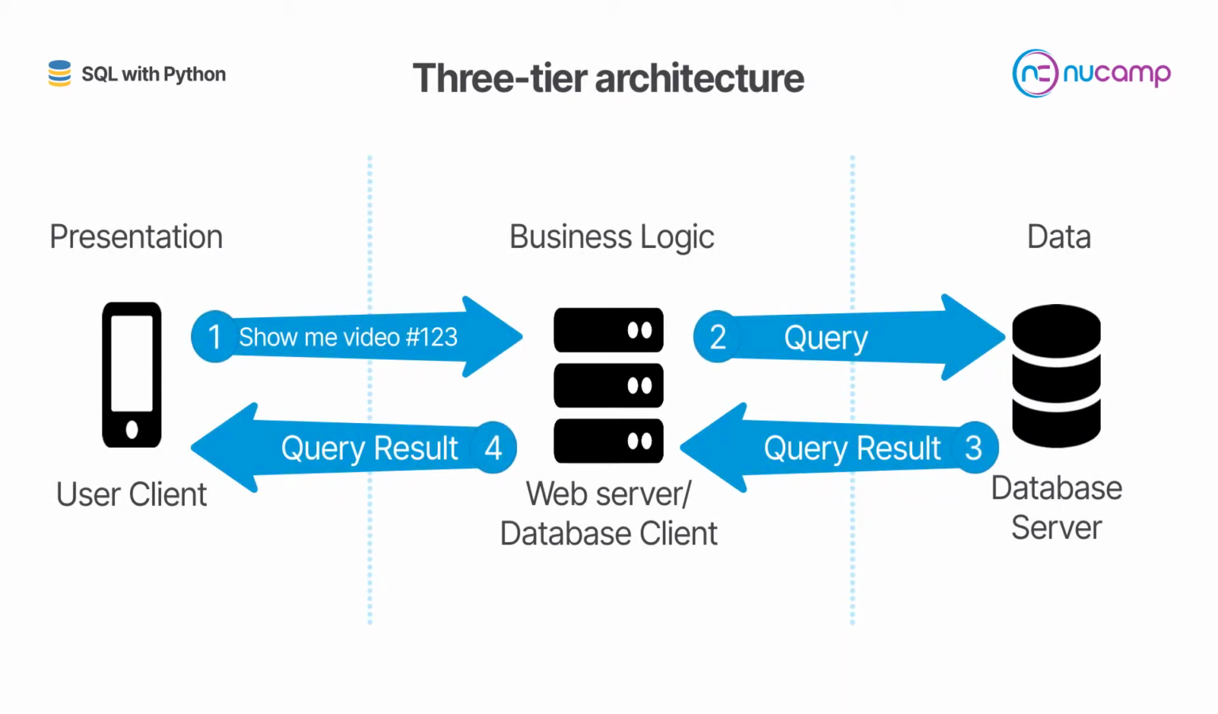For now, let's recap the core learnings. Clients issue requests over a network and servers issue responses. A typical client would be a user front end like a web browser or a mobile app. This is called the presentation tier.